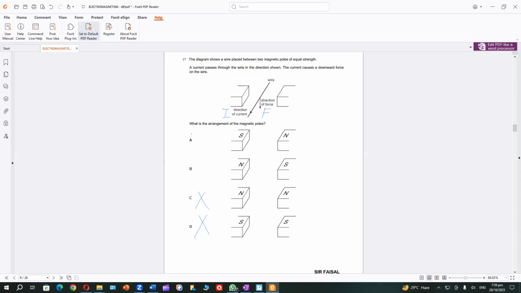Answer is A. Because if I try B, if I put my left hand on option B, the force is coming out of the page. Force is coming upward.